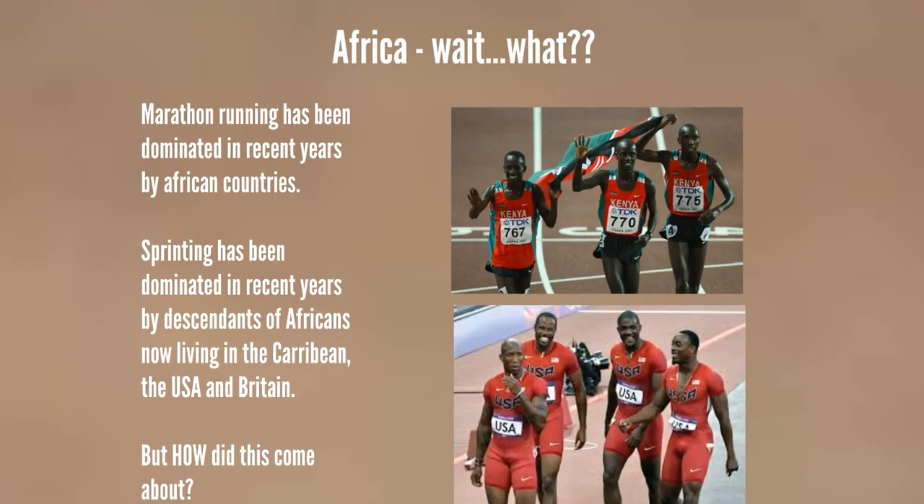So there's two sets of African descended athletes, and you can see that the body types of these guys are very, very different. You've got your Kenyan marathon runners at the top there, and you've got your Olympic sprint team from the USA down the bottom there, both descendants of Africans. How did this come about?